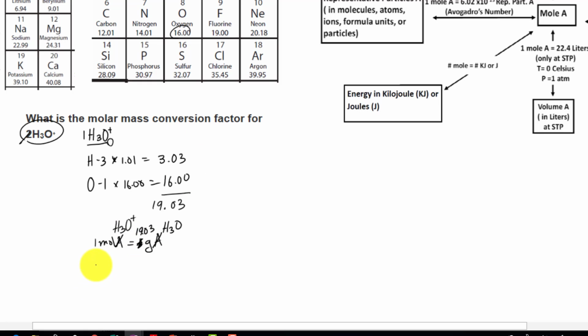Let me write this nice and neat again for you. 1 mole of H3O+, and if we are to type this on Streamline Ed, we use the caret symbol to represent the charges, and the number of grams is 19.03 grams, which is represented by G, H3O+, caret symbol right there. That caret indicates the charges. And that's all you have to do.